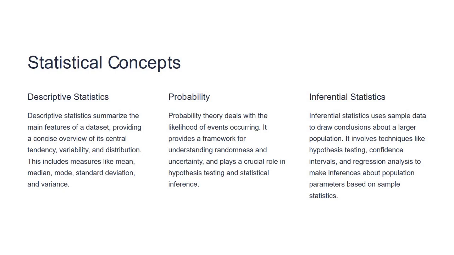Descriptive statistics summarizes the main features of a data set, providing a concise overview of its central tendency, variability, and distribution. This includes measures like mean, median, mode, standard deviation, and variance. Probability theory deals with the likelihood of events occurring. It provides a framework for understanding randomness and uncertainty, and plays a crucial role in hypothesis testing and statistical inference.